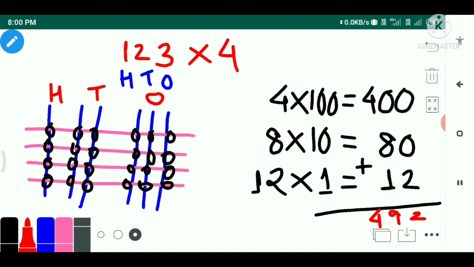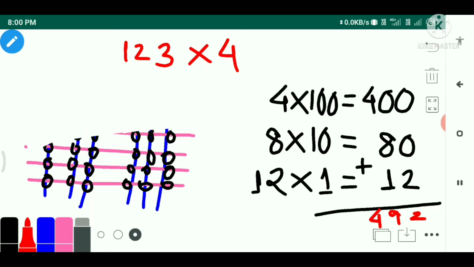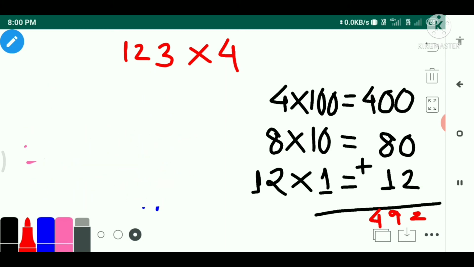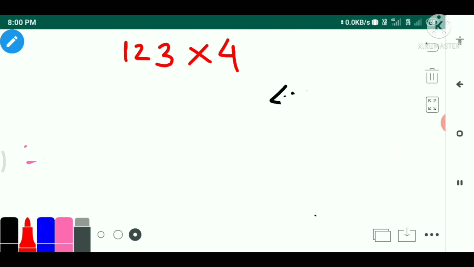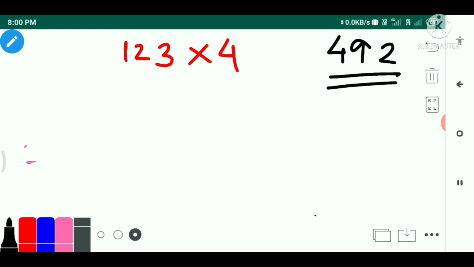Okay, so I will rub this one and we'll do that method that is given in your book. So what we got? 492. This is our answer. Okay, so we'll do now simple multiplication with regrouping.